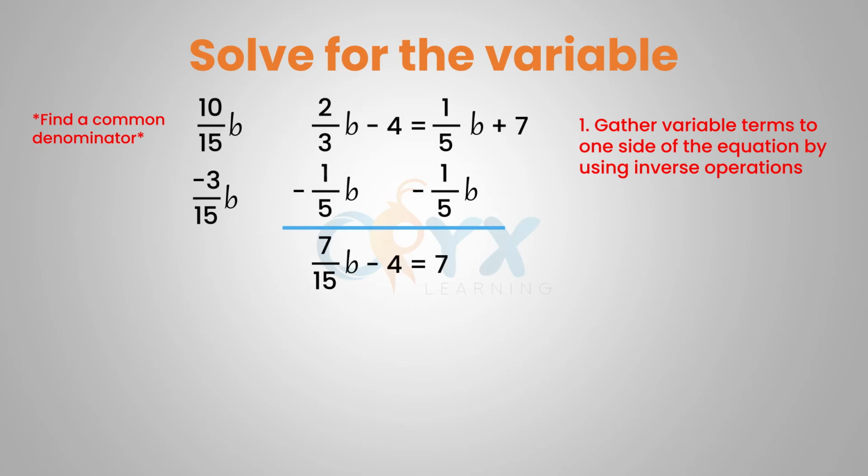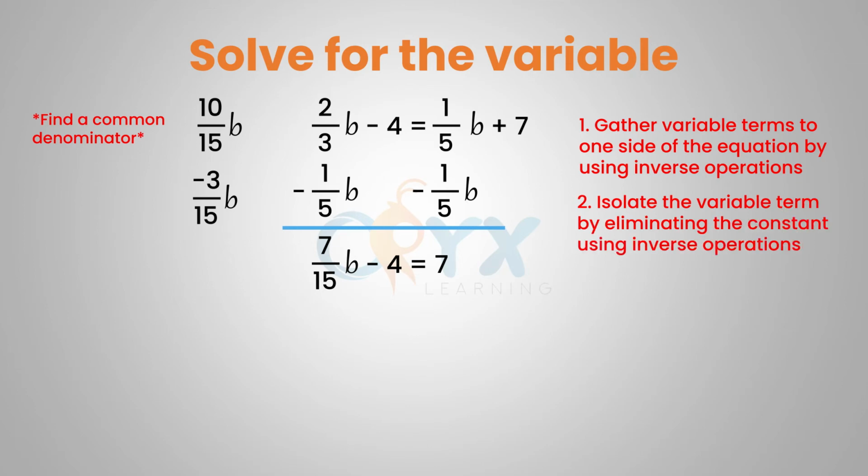minus 4 equals 7. My second step will be to isolate the variable term by eliminating the constant using inverse operations. So the inverse of subtraction is addition, so I can add 4 to both sides, leaving me with 7/15 b equals 7 plus 4, which is 11.